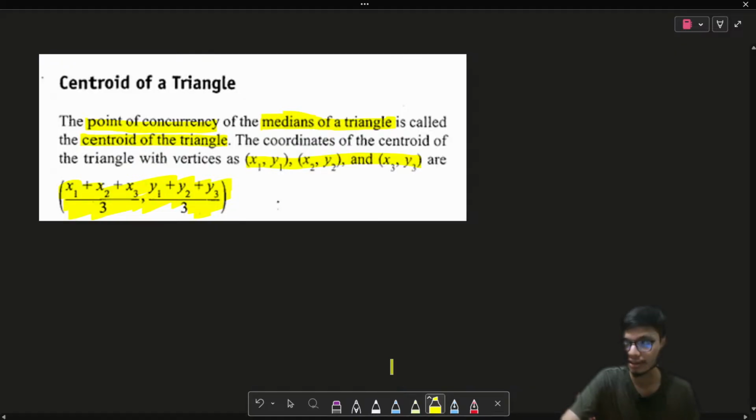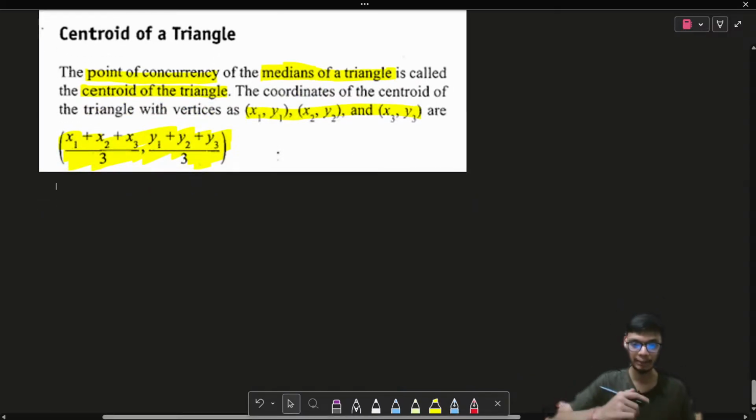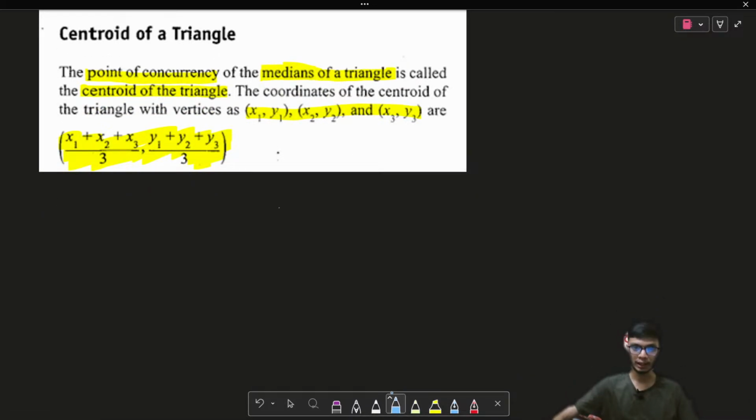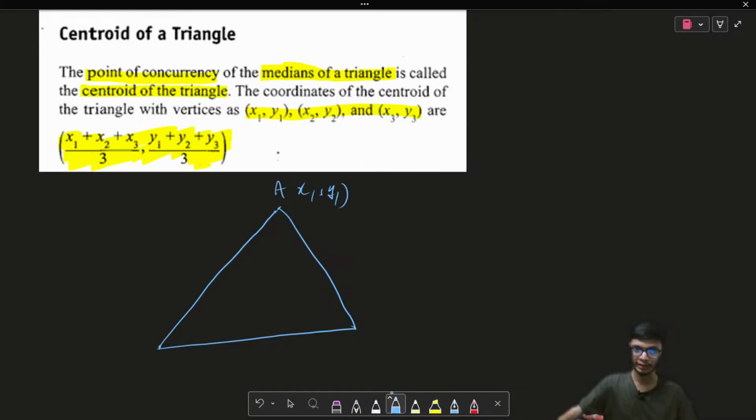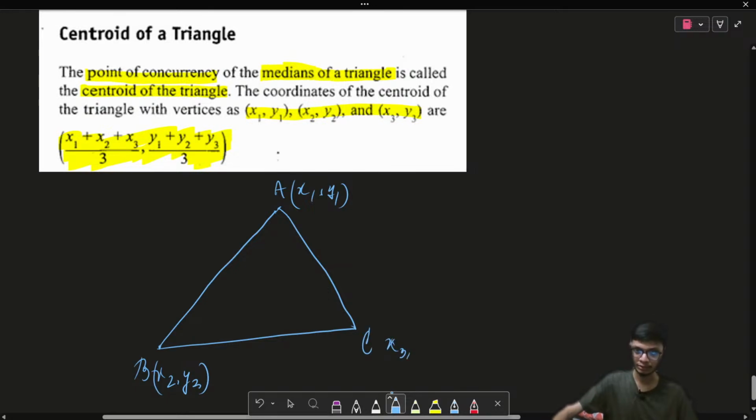So how can we come to this result? It is quite simple algebra, following from our understanding of geometry, right? So if I take any triangle like this, let us say this is point A, which is given as (x1, y1), my point B is given as (x2, y2), and my point C is given as (x3, y3), right?